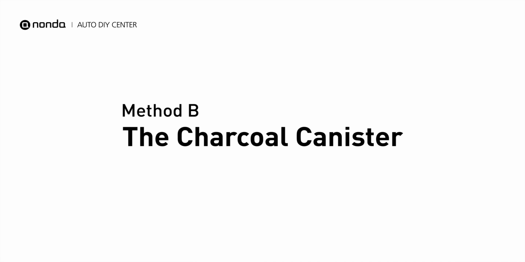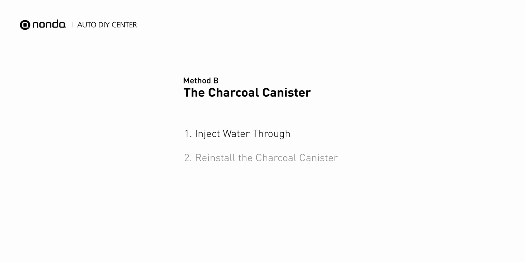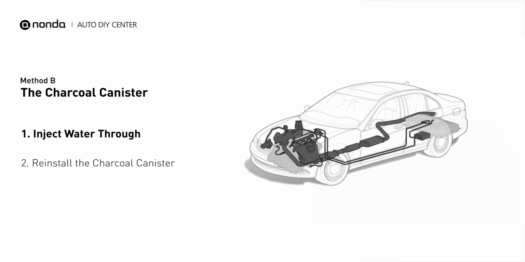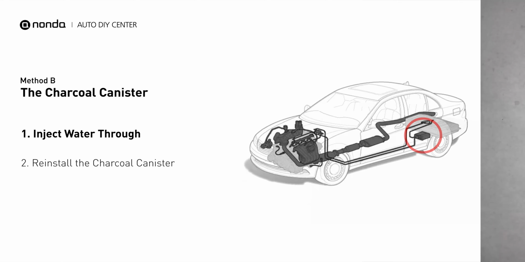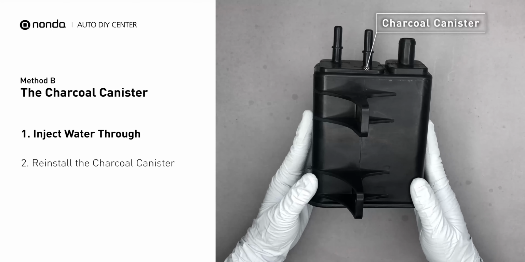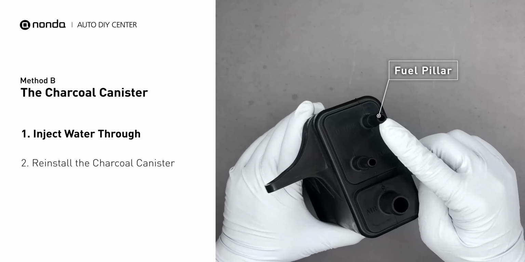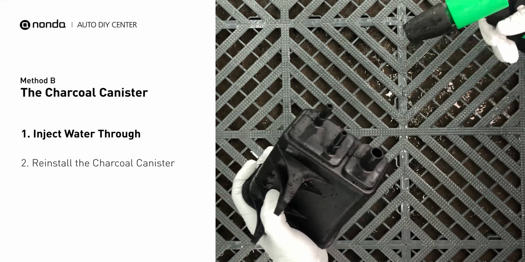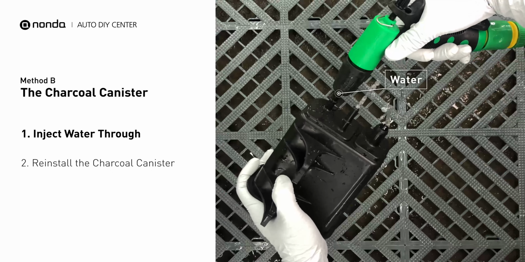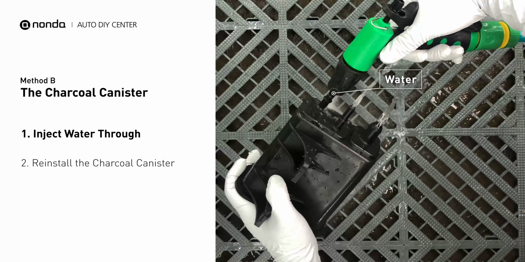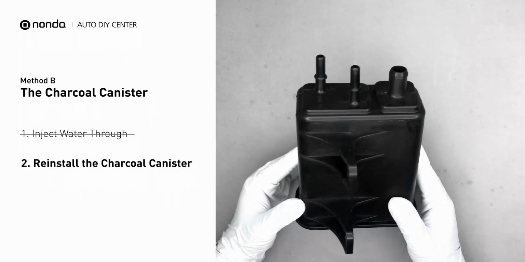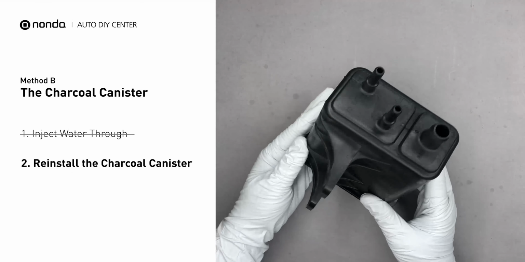Method B, the charcoal canister. Most fuel vapor canisters can be located on the driver's side of the vehicle, close to the rear tire. First, carefully remove the charcoal canister from your car. Locate the fuel pillar. Inject water from the fuel pillar to clean the charcoal canister through. Reinstall the charcoal canister back in your car once it gets dried.